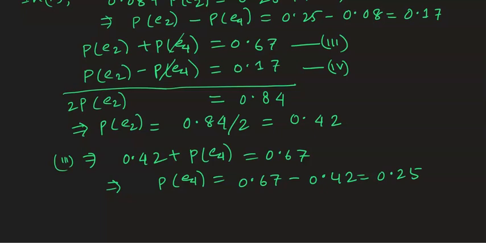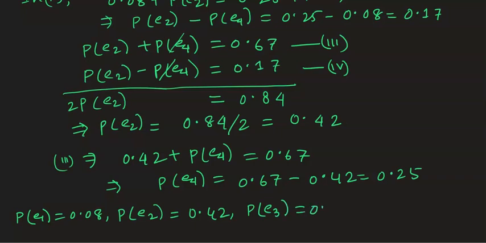Therefore we got the probability assignment. Probability of E1 is equal to 0.08, probability of E2 is equal to 0.42, probability of E3 is 0.25 and probability of E4 is 0.25. This is the answer of the second question.